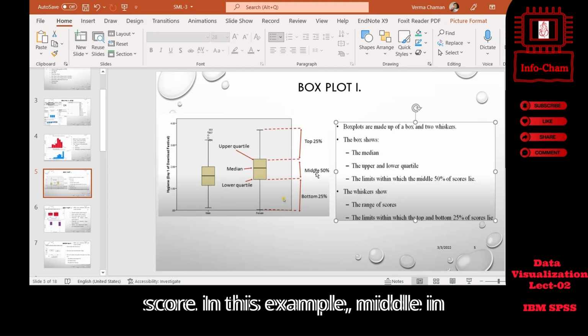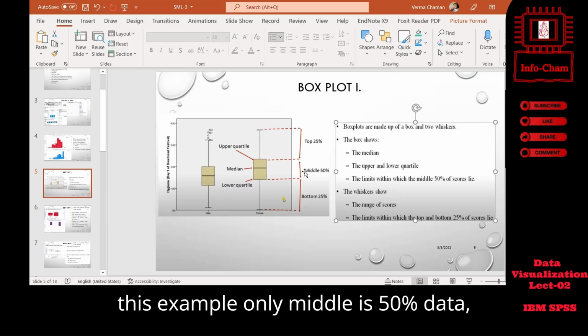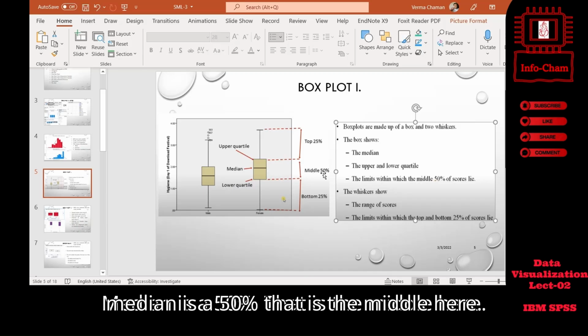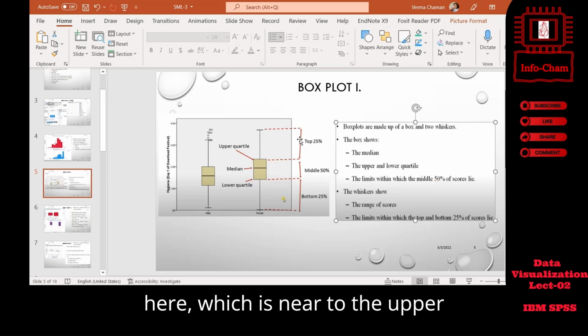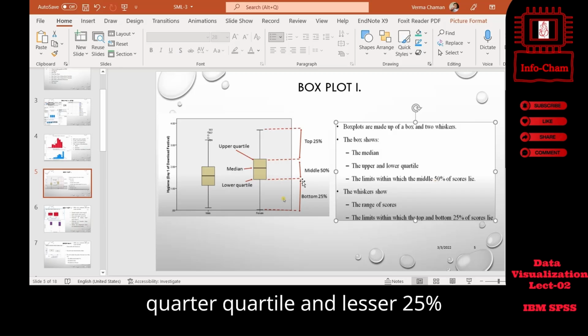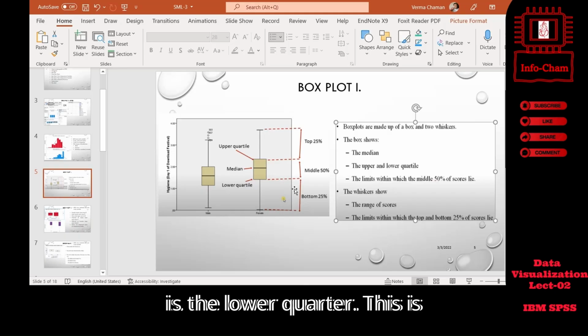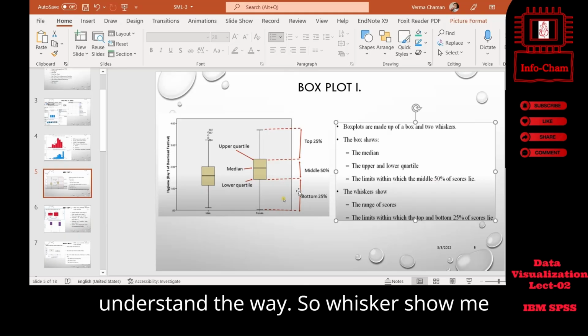In this example only, the middle is 50% of the data. The median is at 50%, that is the middle portion. The top 25% is near the upper quartile, and the lesser 25% is the lower quartile. This is the standardized method to understand it.